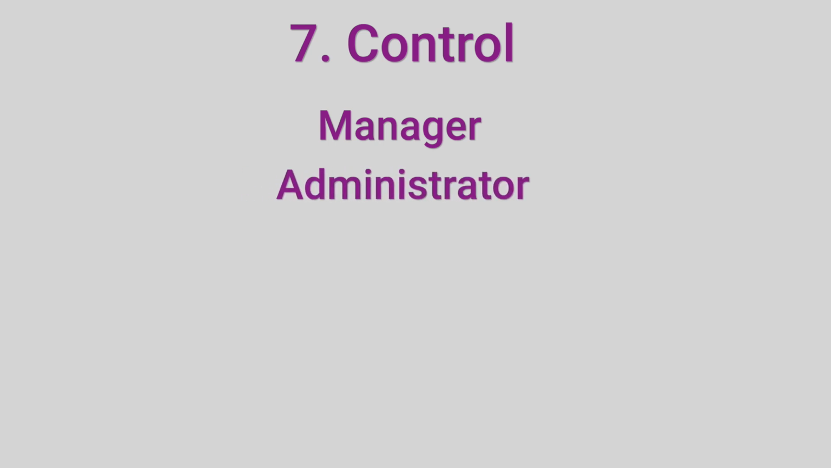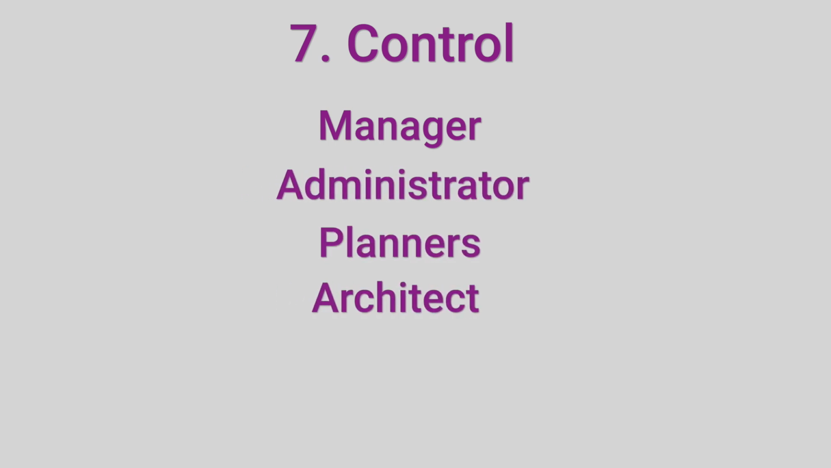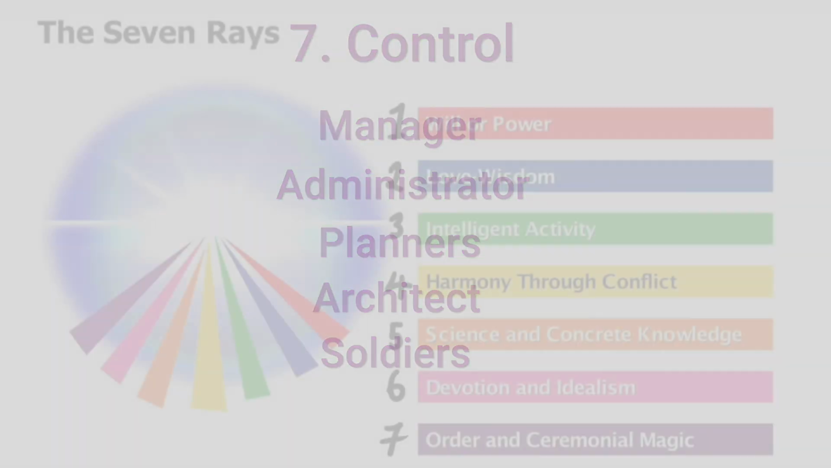Typical professions for a seventh ray type could be a manager, administrators, planners, architect, and soldiers. The Masonic movement focuses very much on the seventh ray with all their ceremonial magic and attention to protocol. In the same way, drill sergeants are obsessed with polished buttons.